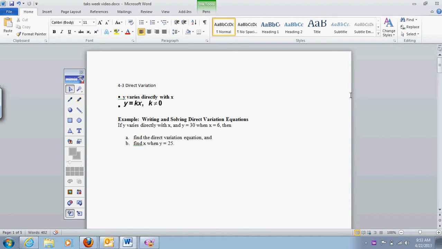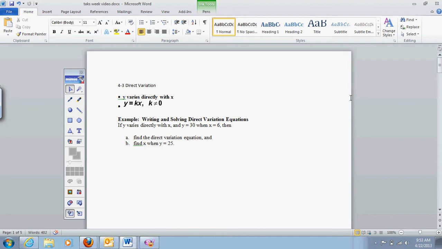the different sections online. So what I'm going to do is go through each section and work some problems. I'm going to explain some things and work some examples of problems for each section. The first section we're going to start with is section 4-3, direct variation.